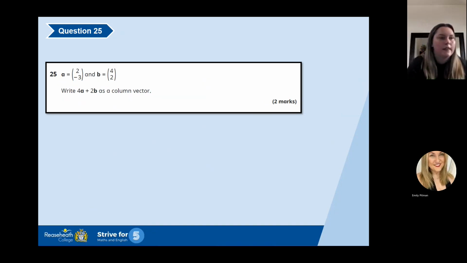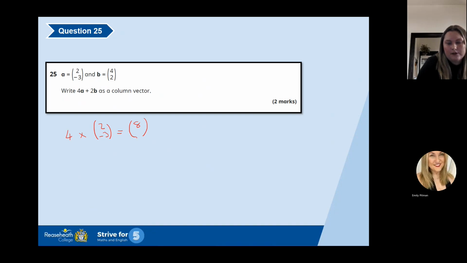Okay, we've got column vectors now. Write 4a plus 2b as a column vector. So I've got a, which is (2, -3). So I want 4 lots of that. So 4 times (2, -3). So 4 times 2 equals 8. And then we've got 4 times minus 3 equals minus 12. Okay, that's the first part done.